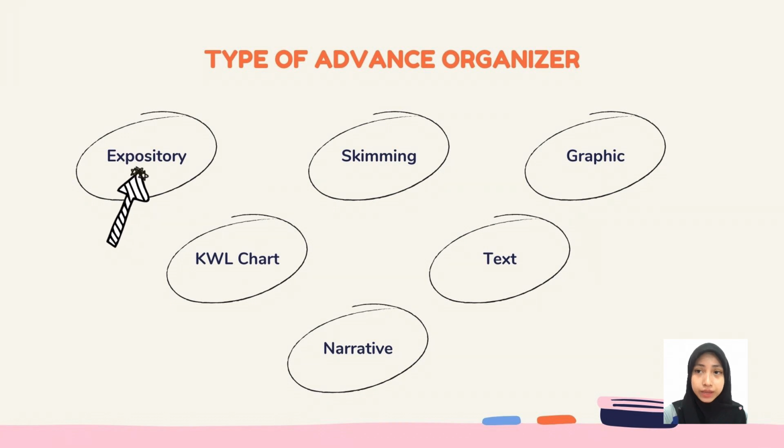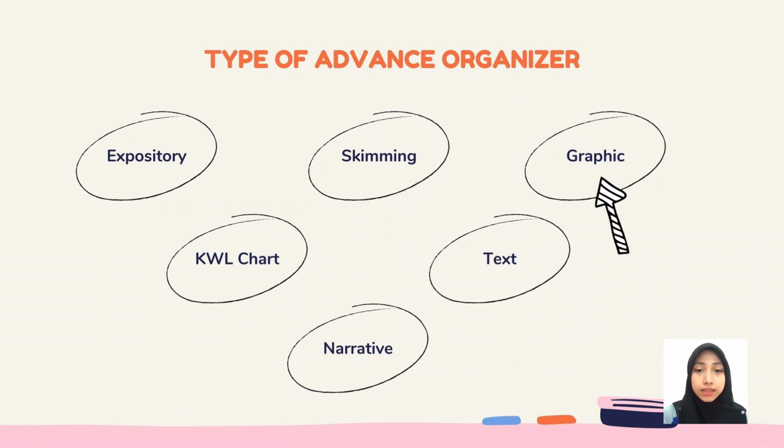For the expository, before class starts, the teacher may tell students what the lesson is going to be about. Either the teacher tells the students directly or writes down the lesson goal on the whiteboard. For example, today our goal is to learn about the life cycle of a butterfly. Next, skimming. Teachers may ask students to skim over a reading, focusing on highlighted information such as a caption or heading or chapter reading in the textbook.